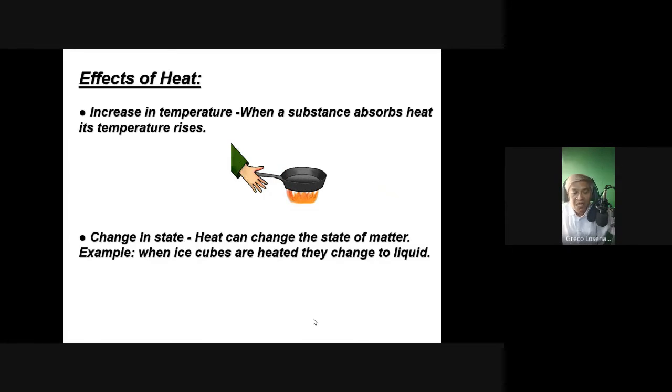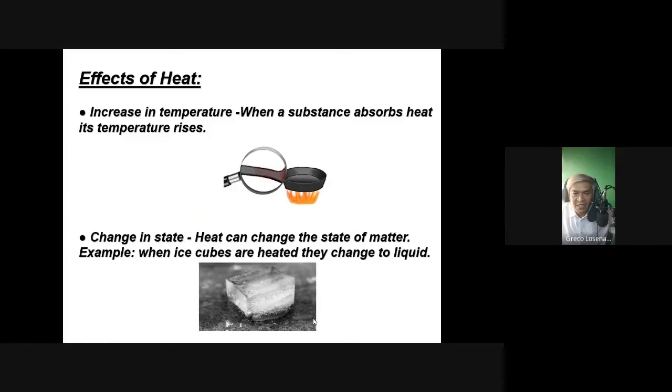Next, change in state. Heat can also change the state of matter. An example here is when ice cubes are heated, they change to liquid. There are other examples like melting butter, melting sugar, or caramelizing sugar.